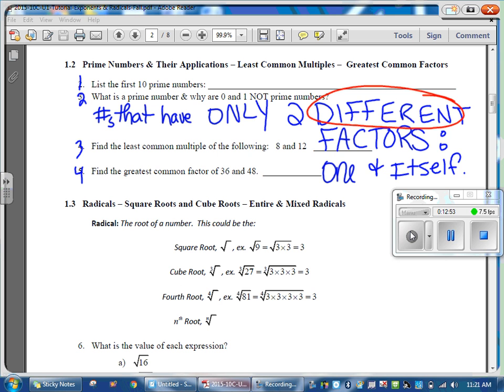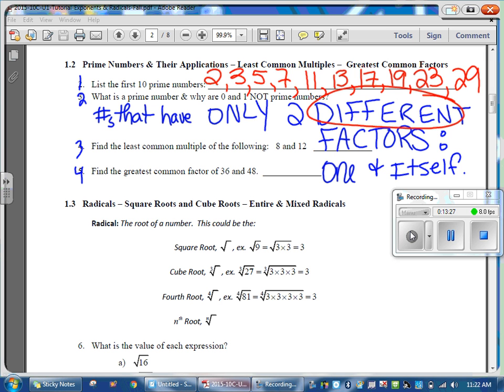So our very first prime number, and one of our only even prime numbers we start with is 2. Good. So 2 is a prime number, 3 is a prime number, 5 is a prime number, 7 is a prime number, 11, 13, 17, 19, 23, and 29. Okay? Those are our first 10 prime numbers.